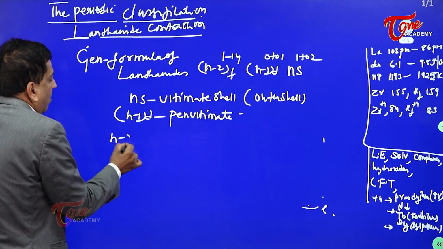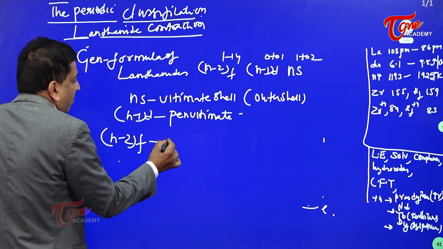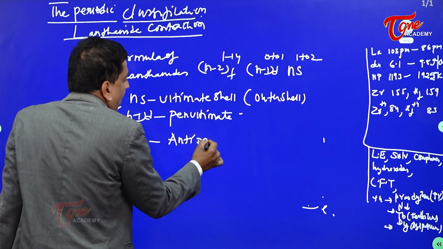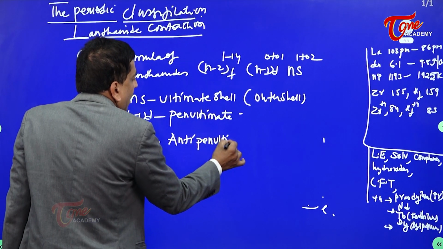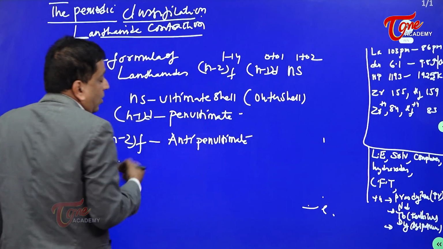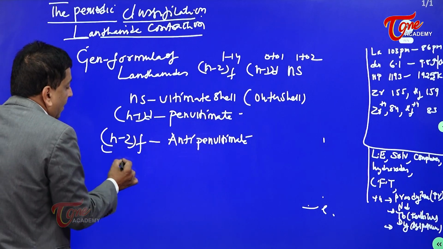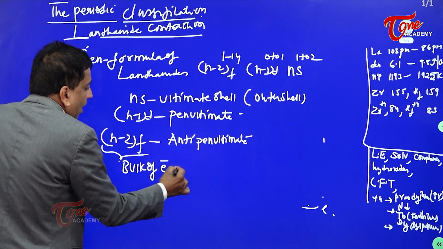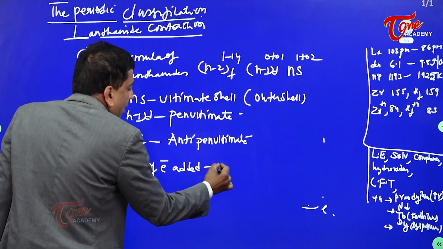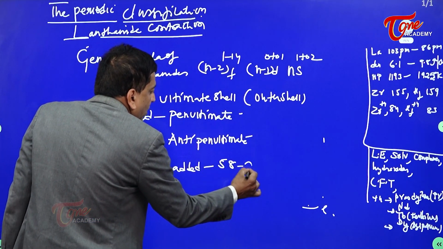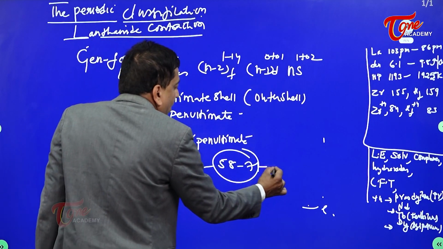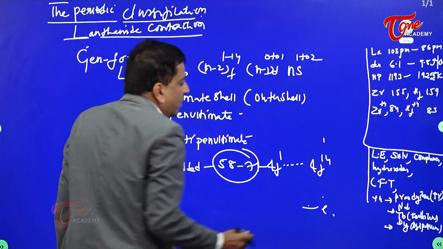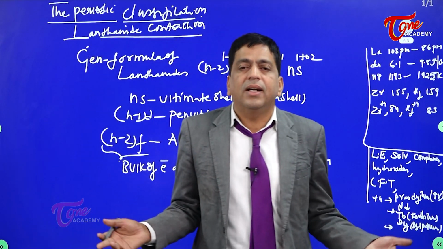And then this is (n-2)f, which is called the anti-penultimate subshell. You must understand, anti-penultimate. And here, the bulk of electrons are added, from 58 to 71. Here the 4f series is being filled till 4f14. That is how the lanthanide configuration is.